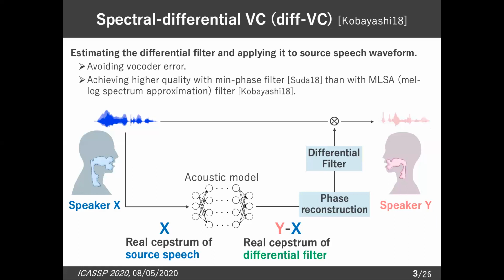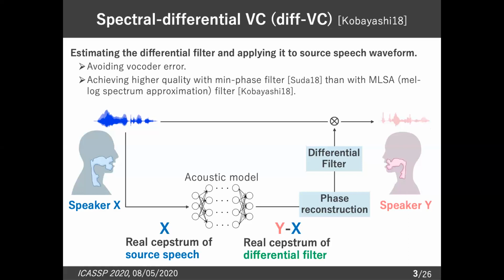Let me explain the conventional spectral differential VC, or DIF-VC. DIF-VC is a method to construct a filter that gives the differential spectral envelope of source speech and target speech, and apply it to the source speech waveform. As shown in this slide, the acoustic model estimates the real cepstrum of the differential filter, and the time domain filter is constructed from the real cepstrum. This method has an advantage of avoiding quality degradation due to vocoder.